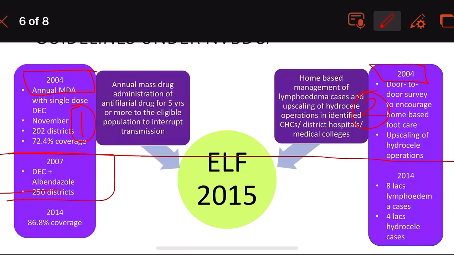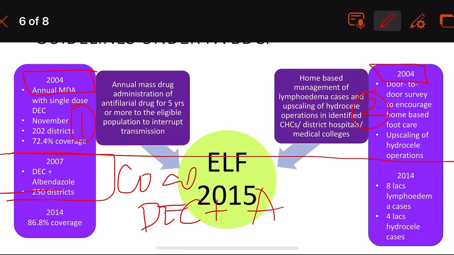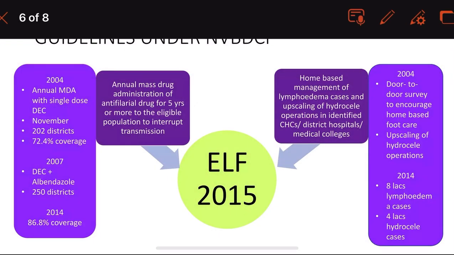Next, 2007, the co-administration of DEC tablets along with albendazole. This co-administration of the DEC tablets and albendazole was done. And then we saw that in 2014, the coverage improved to about 86.8%. And in 2014 they had 8 lakh lymphedema cases and 4 lakh hydrocele cases line listed.